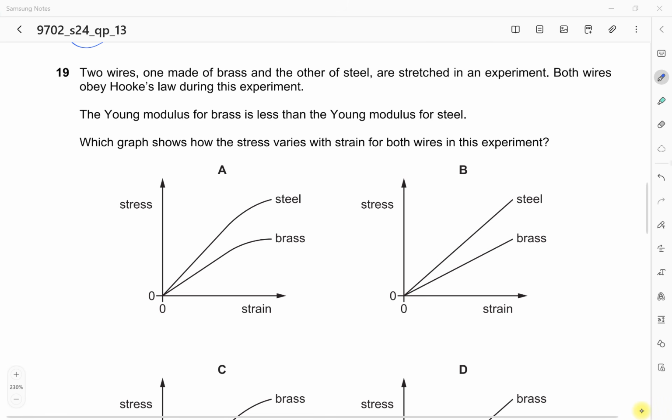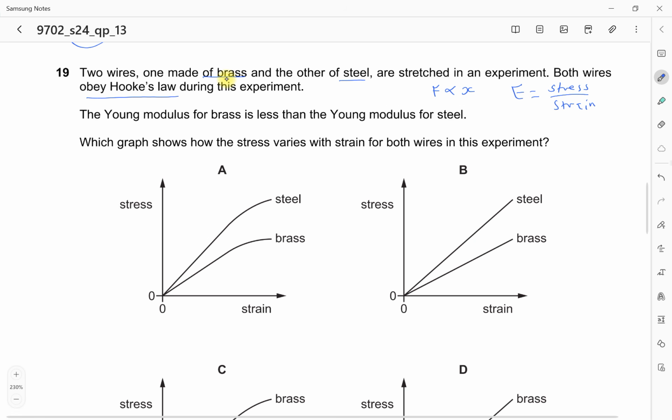Two wires, one made of brass and the other of steel, are stretched in an experiment. Both wires obey Hooke's law. So if they obey Hooke's law, then we can say force is directly proportional to extension, and the Young modulus for brass is less than the Young modulus for steel. So we know that Young modulus is equal to stress divided by strain. So if they obey Hooke's law, it also means the stress is directly proportional to strain.